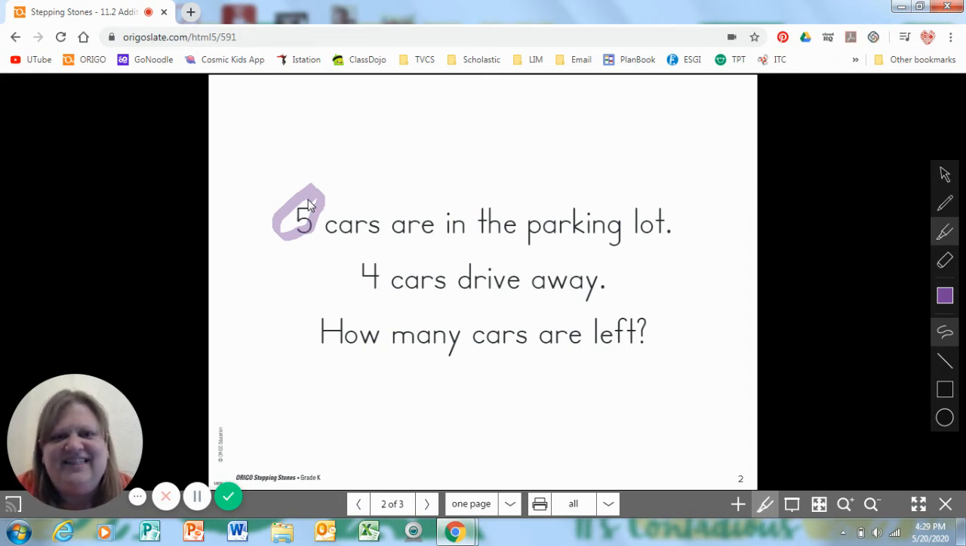5 cars are in the parking lot. And then some of them drive away. How many drive away? 4 of them. So put out your 5 pretend cars, whatever objects they are there in front of you. You got your 5, and the action that takes place is that 4 of them drive away. So take 4 and just move them away.